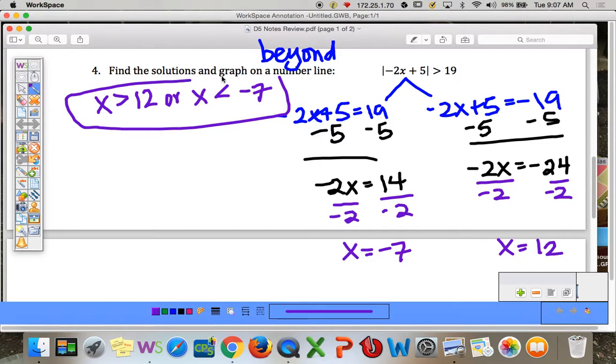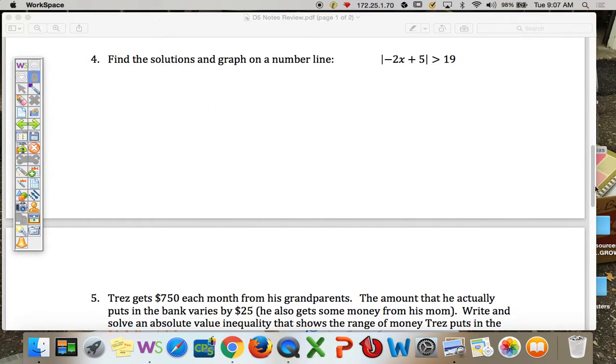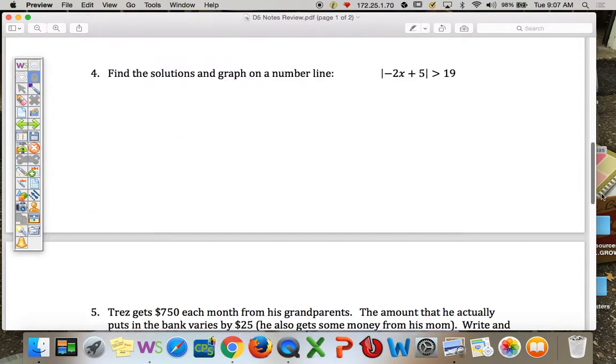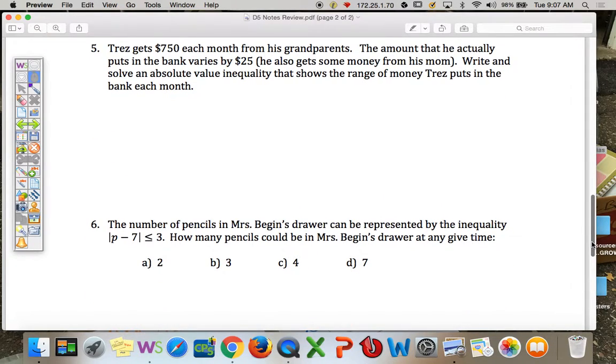So here's what the solution looks like. On a number line, at negative 7, we'd have an open dot, and it's smaller than negative 7. And then here's 14, so greater than 14. Okay, so there's a look at absolute value inequalities. The last thing we're going to look at is word problems.